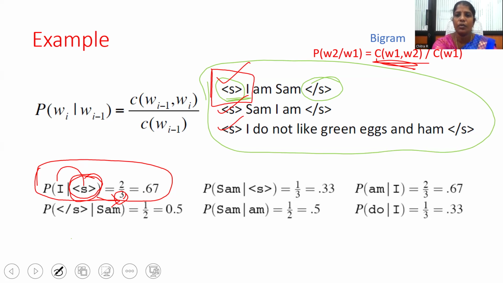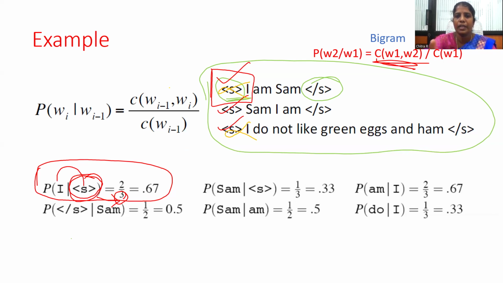And second is the count of the first word followed by the second word. So the starting symbol followed by "I". How many times is the starting symbol followed by "I" available? Check that. The starting symbol followed by "I" is available here two times. So 2 by 3. This is the probability. The value is 0.67. Now you say it for the probability of Sam given S.